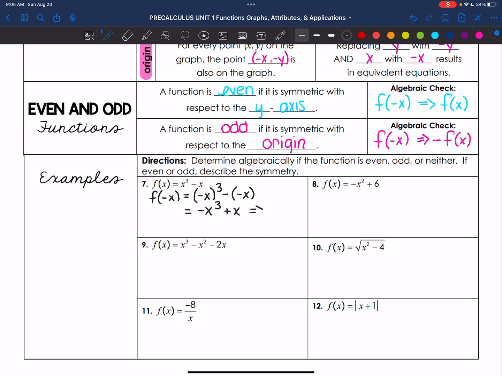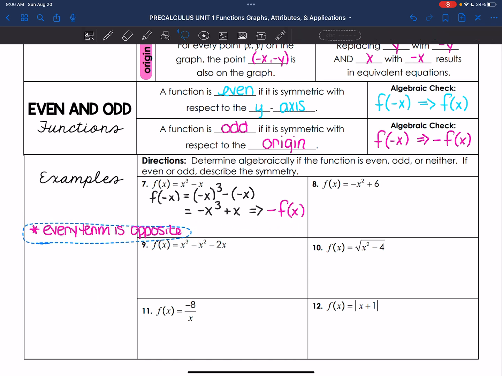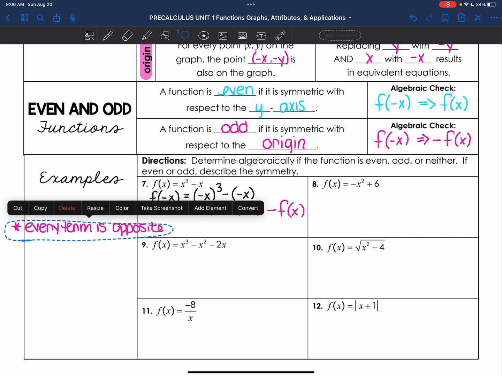This, ladies and gentlemen, is the exact opposite of what we started with. Do you see how the first term was positive and now it's negative? And the second term was negative and now it's positive. This is what we call the opposite of our function. Every term has been made opposite. Let me move that actually because I want to write a little bit more. So every term here is made opposite.